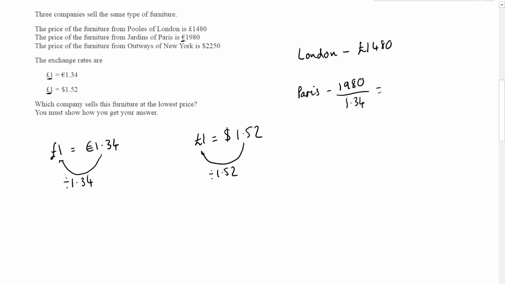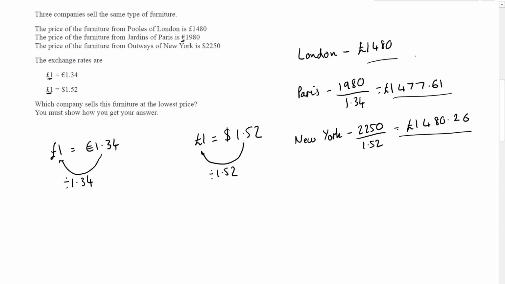So 1,980 divided by 1.34 gives you £1,477.61. And then finally in New York, it's going from being 2,250. We want to convert that into pounds, so we're going to divide it by 1.52. And 2,250 divided by 1.52 is equal to £1,480.26. So now we have our three prices.